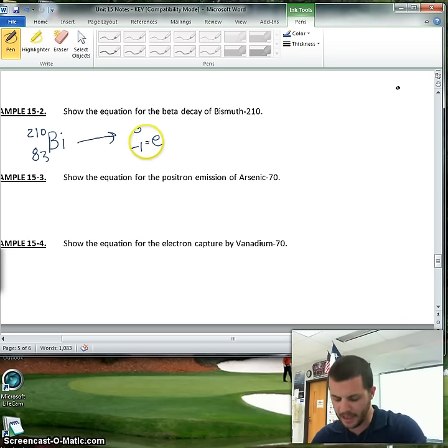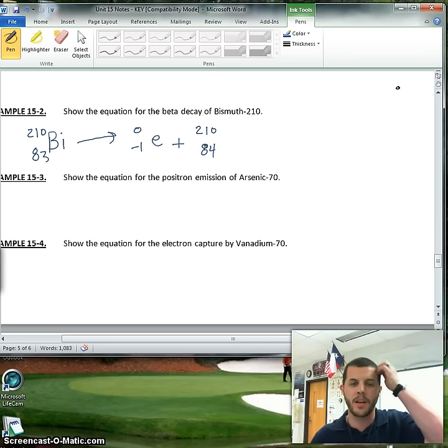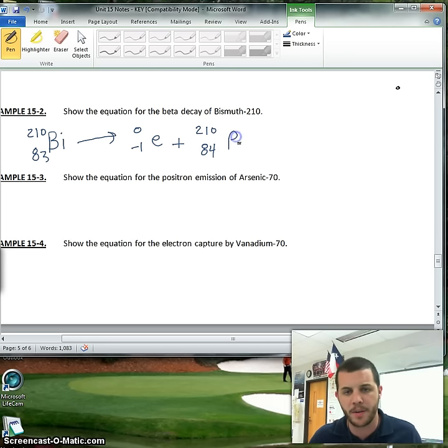And so what we would say then is I'm going to say 0 plus what number gives me 210? Well, of course, that's going to be 210. Negative 1 plus what number gives me 83? And of course, that is going to be 84. So now I want to see what element is associated with element number 84, and that's going to be polonium. So that's how we're going to do these types of problems. Let's go ahead and do the next two together as well.